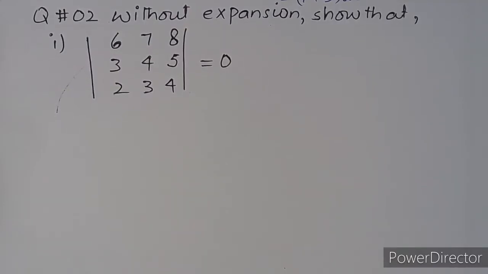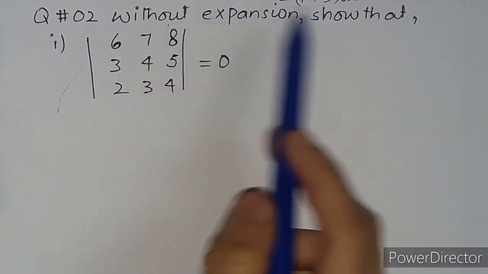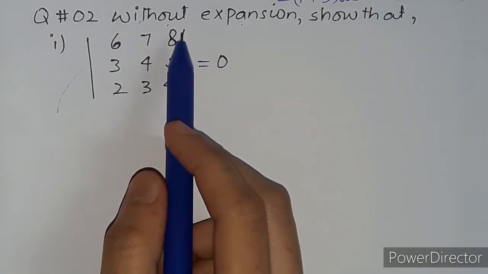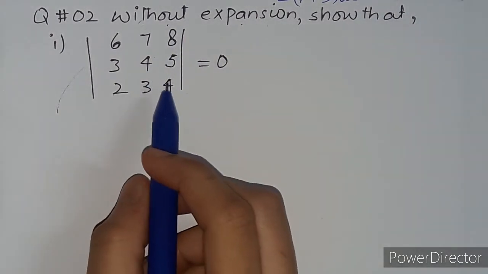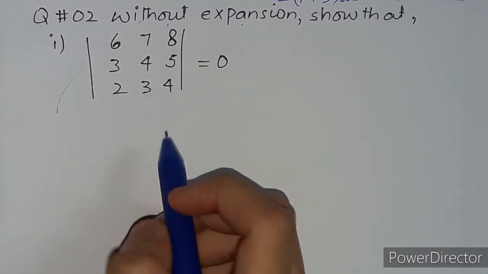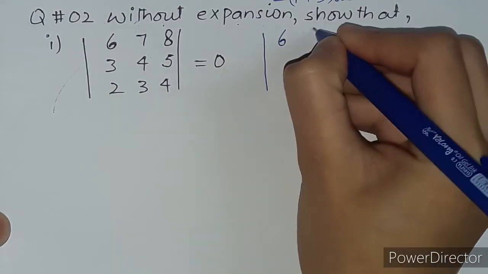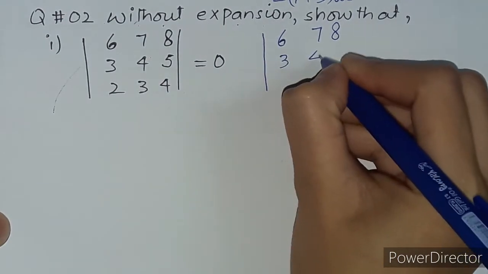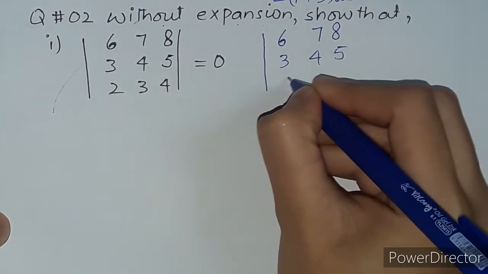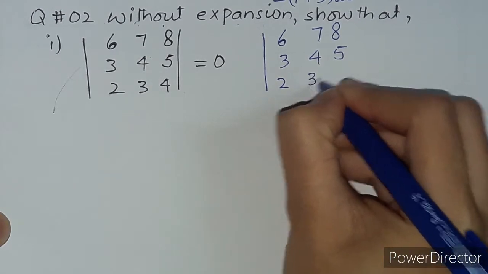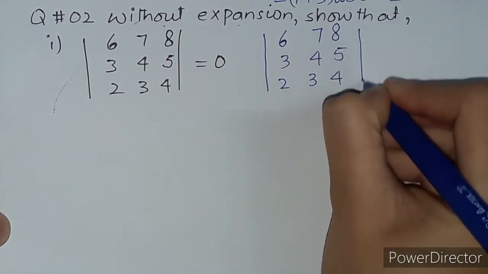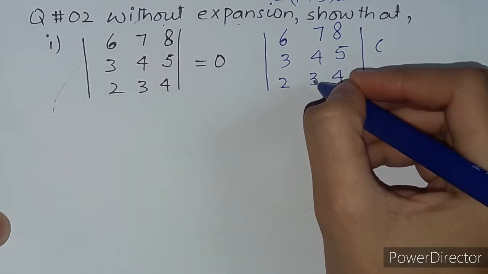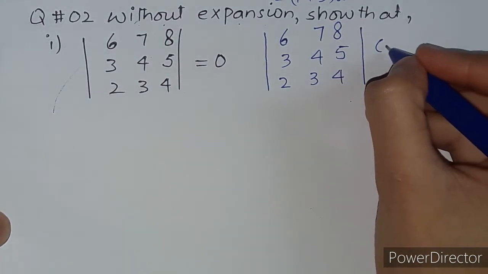In question number 2, we have to show, without expansion, that the determinant is 0 by making the entries of two columns equal to 1 or 0. Rewriting the question. Now if we subtract column 3 by column 2, we get 1.